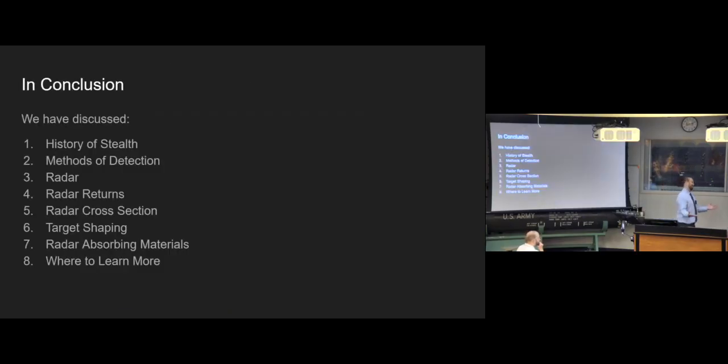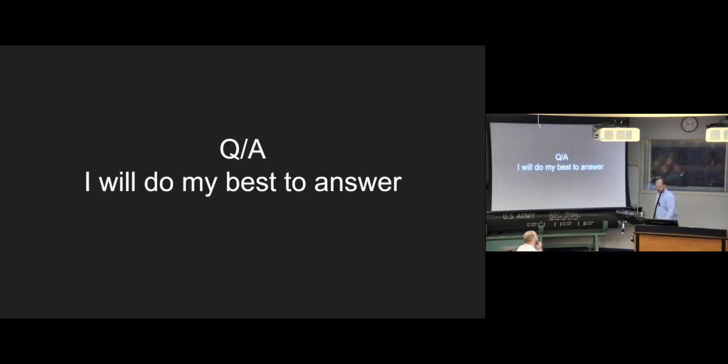In conclusion, we have discussed a brief history of stealth, detection methods, infrared, radar. Focus on radar is the most important one, but there's also infrared and acoustic; sonar is its own thing. It's really only important for submarines because we actually use radar against boats too. We don't just use sonar unless you're actually a submarine. Radar itself, radar returns, which is all that math. Radar cross-section, again, more math. Target shaping, briefly, the importance of it and how it works. Radar absorbing materials, and where to learn more, which is the next slide.